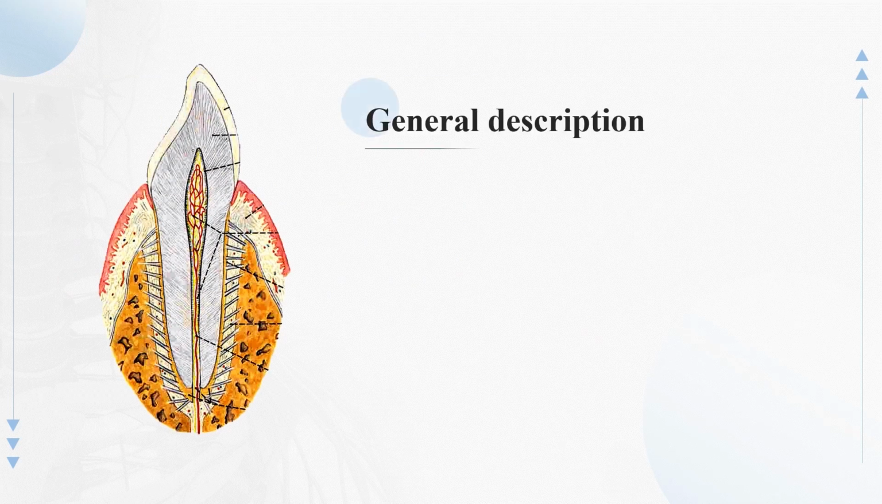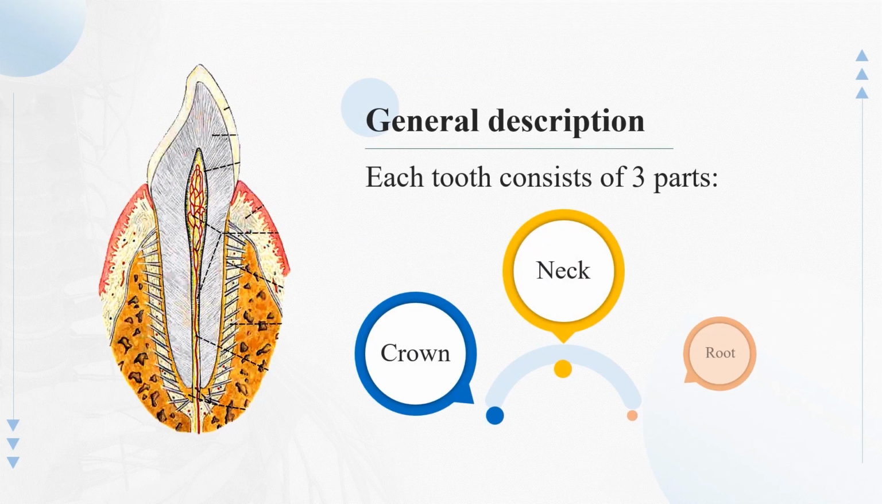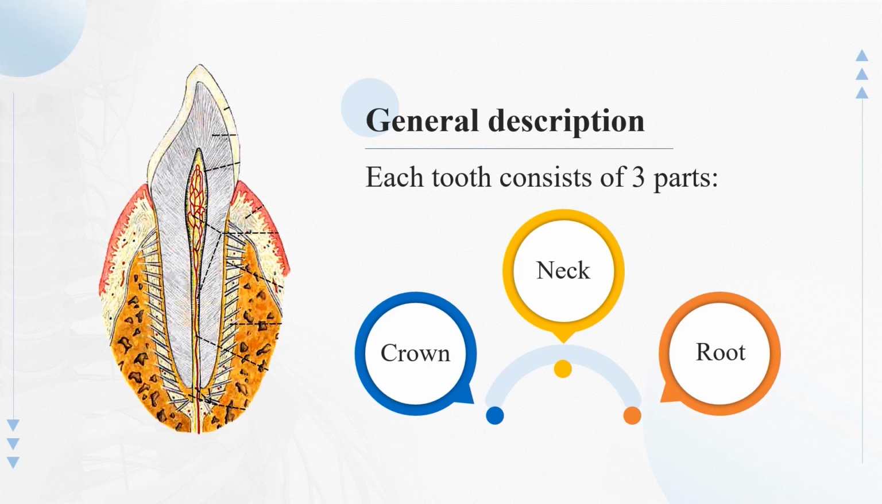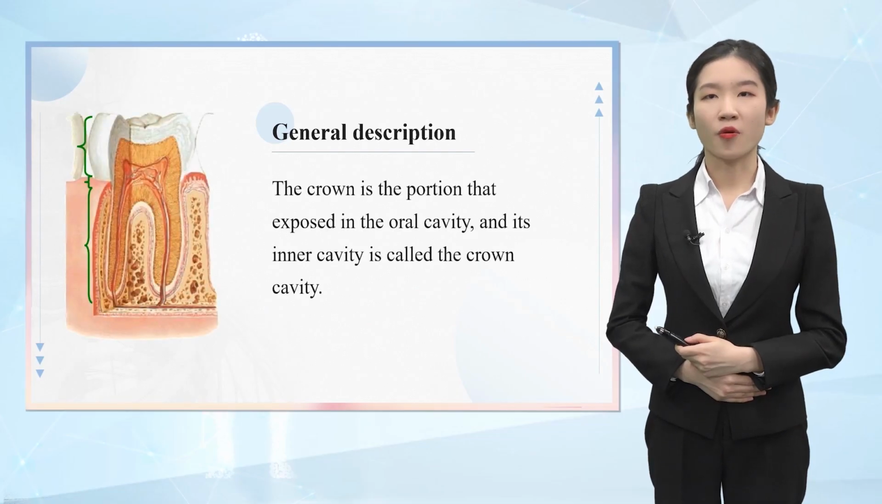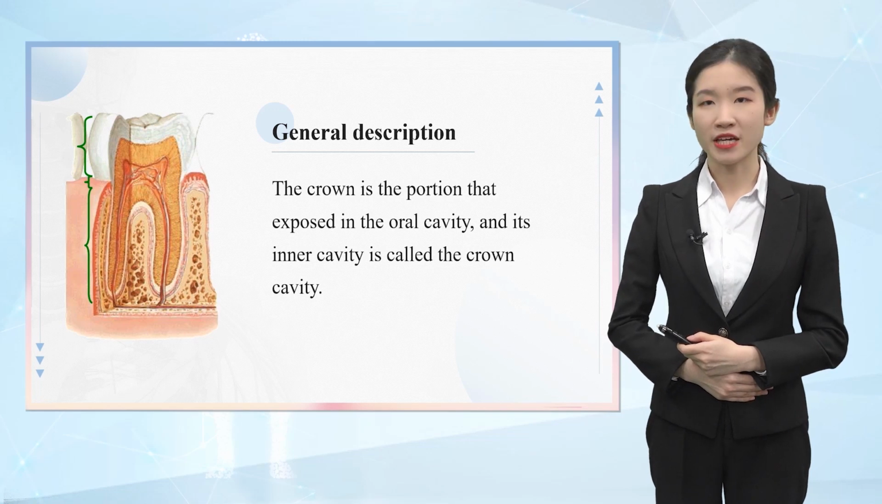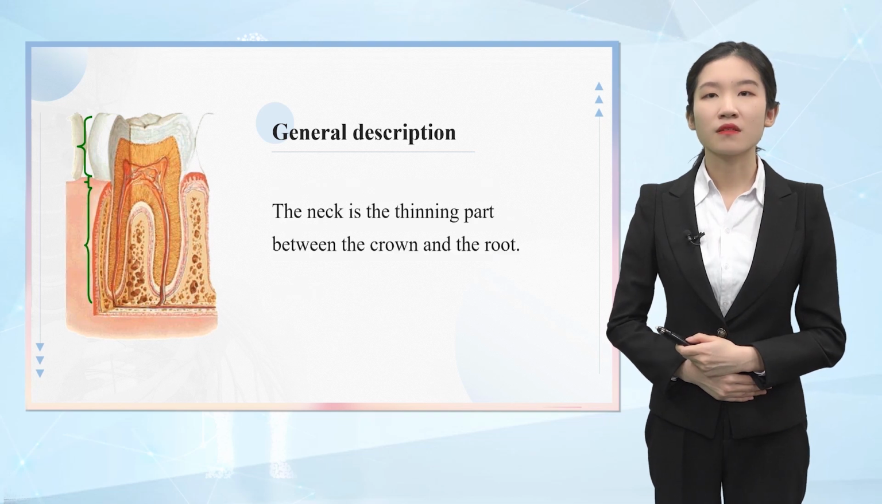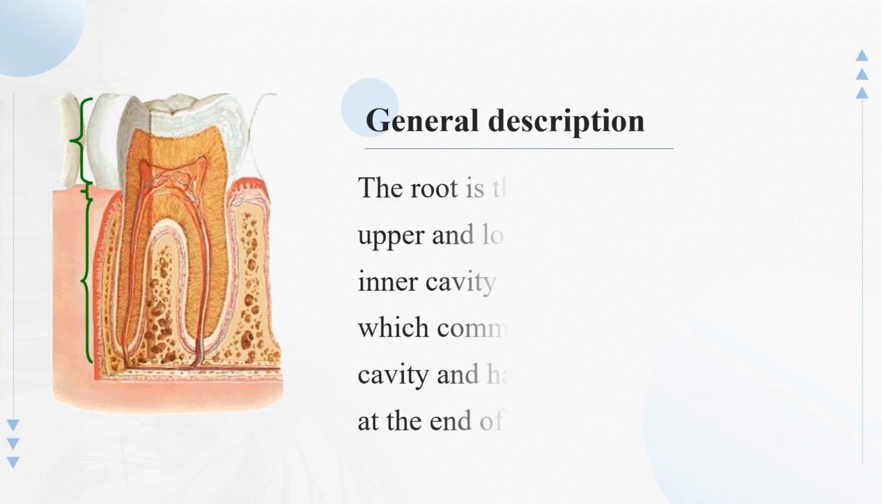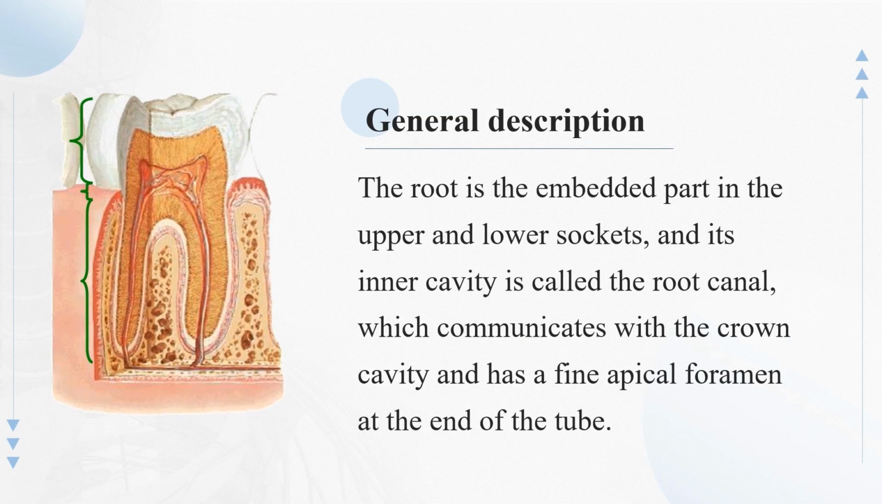According to the shape, each tooth consists of three parts: crown, neck, and root. The crown is the portion that is exposed in the oral cavity, and its inner cavity is called the crown cavity. The neck is a thin part between the crown and the root. The root is the embedded part in the upper and lower sockets, and its inner cavity is called the root canal, which communicates with the crown cavity and has a fine apical foramen at the end of the tube.